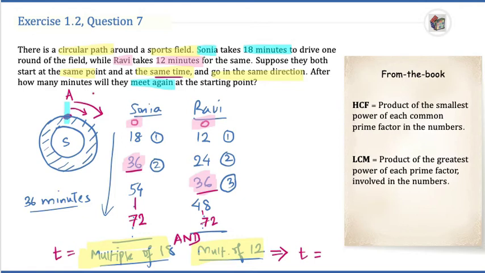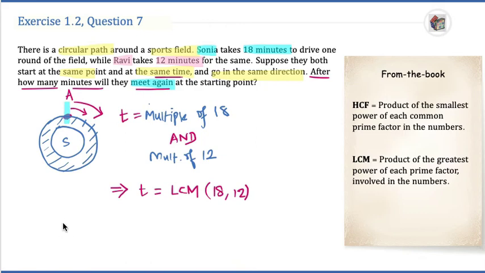But you want to know the first time. Yes, the question did not say so, but if they say after how many minutes will they meet again, then that means the very first time that they meet again. So you really just have to find the LCM of 18 and 12. Now, let's just clear up some space and find this out. To find the LCM now, you know what to do. You have to prime factorize both numbers.